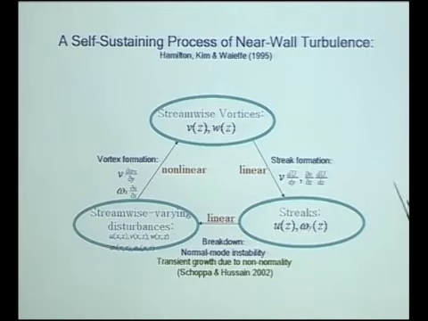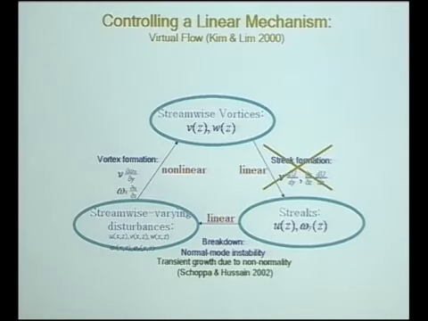Okay? So once you identify the linear mechanism, that actually gives us a better way to go in there and break this cycle. One experiment we did is a numerical experiment. This is not a real flow; we call it the virtual flow. What if I go there and break this cycle over here?